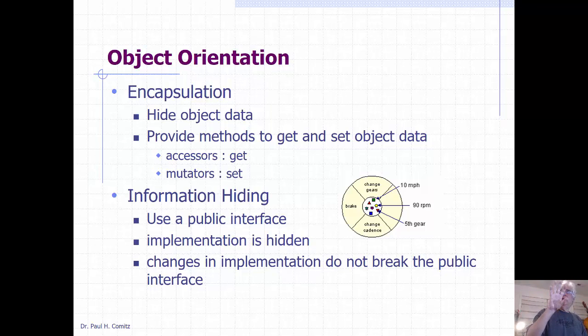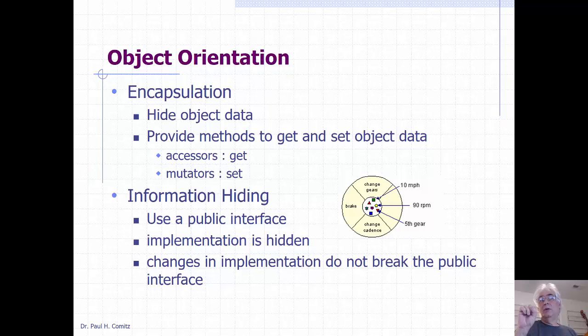So we present an interface, and think about it, what is that public interface? It's the method signatures we were just looking at previously. Those method signatures describe the public information to our encapsulated, in this case, bicycle object. So we use this public interface. The implementation is hidden.